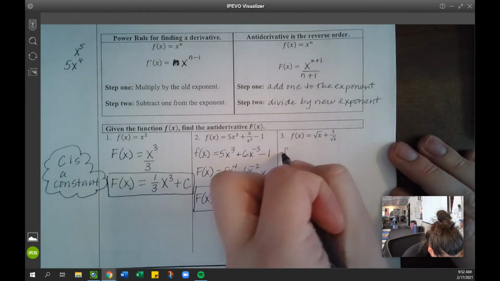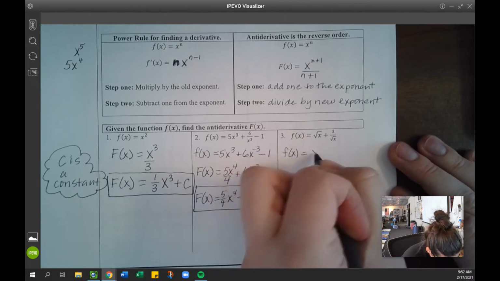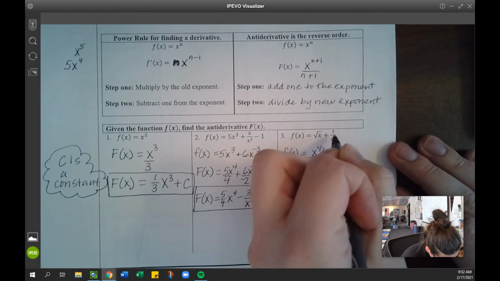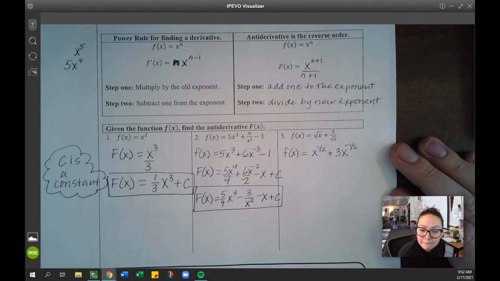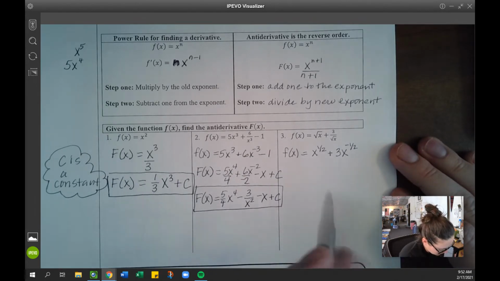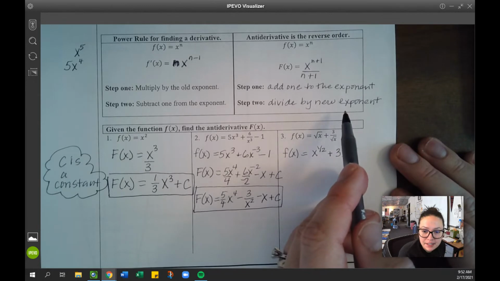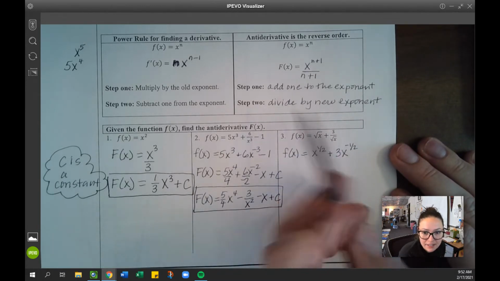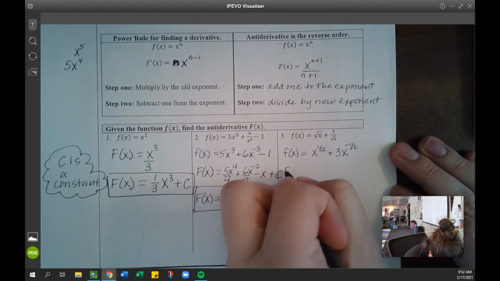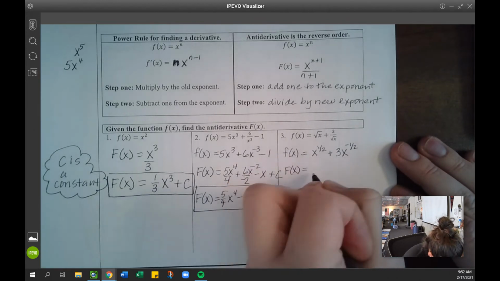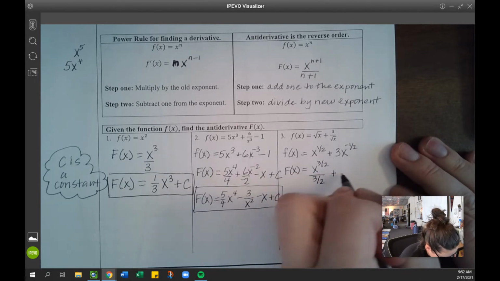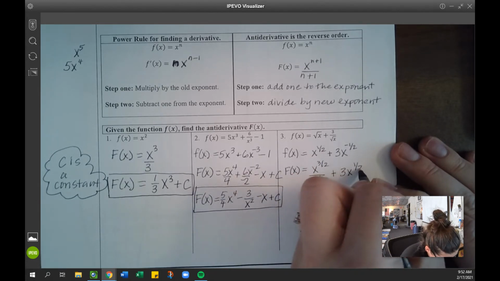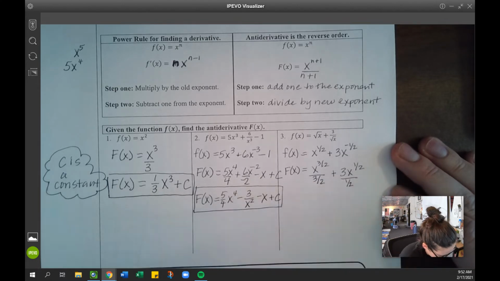All right, let's try this one. Again, I'm going to rewrite this. Square root of x is x to the 1/2. This is 3 times x to the negative 1/2. Okay, we keep applying the same rules here. Add 1 to the exponent and then divide by the new exponent. So big F of x, I'm going to add 1, which gives me 3/2, and then I divide by 3/2. Plus 3 times x to the positive 1/2 divided by 1/2.